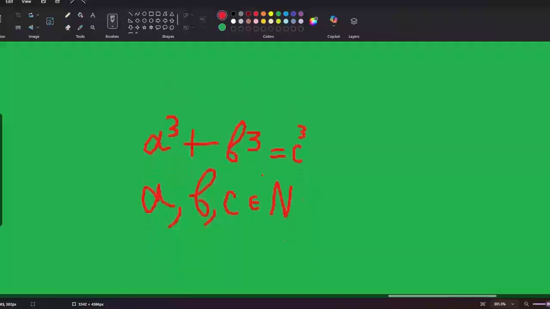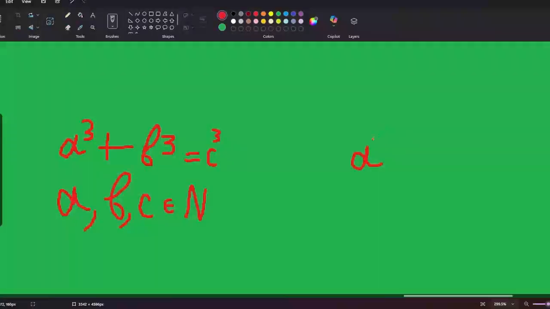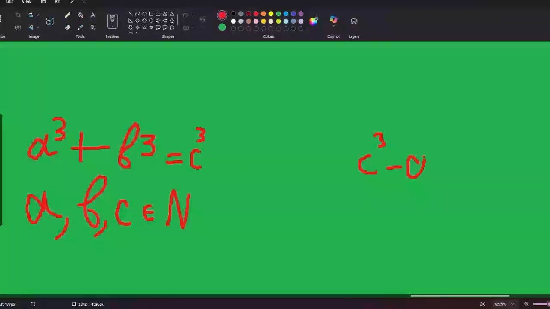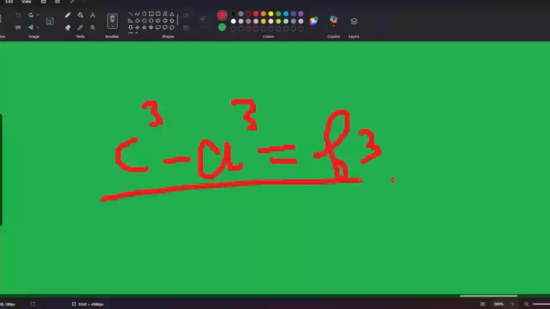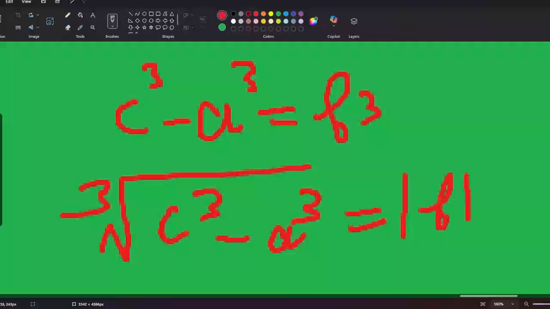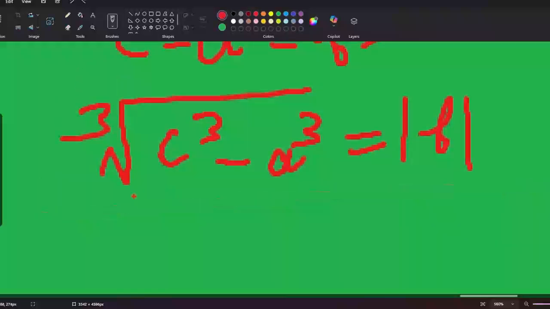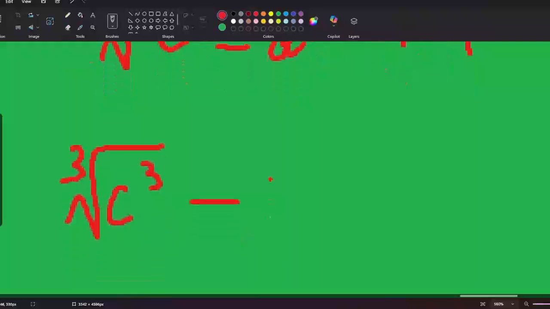So what we're gonna do next is subtract: C cubed minus A cubed equals B cubed. Now we're gonna take the cube root of both sides, and we will use the distribution law for the cube root. Do note that this does not work for the quintic root, so be careful with it. This distribution law is a crucial part of mathematics.